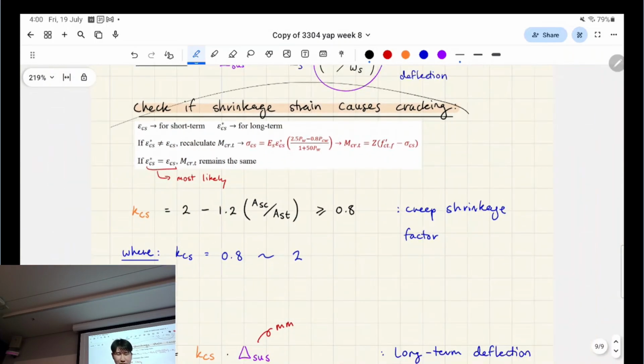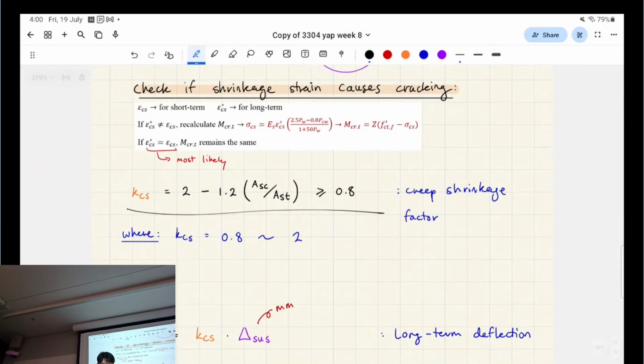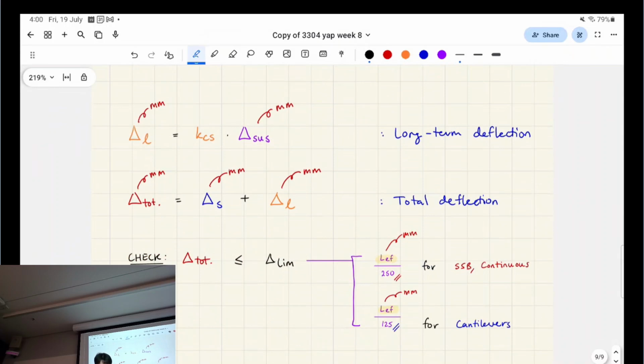You can just read this. This is a really minor point. But then I was talking about the creep shrinkage factor again. It comes up again at the very end here. So this is to do with your compressive reinforcement amount. And then your long-term deflection is that value multiplied by that sustained deflection. And then when you add those both up, the long-term deflection and the short-term deflection, you get the total deflection. And that's how you solve the question.